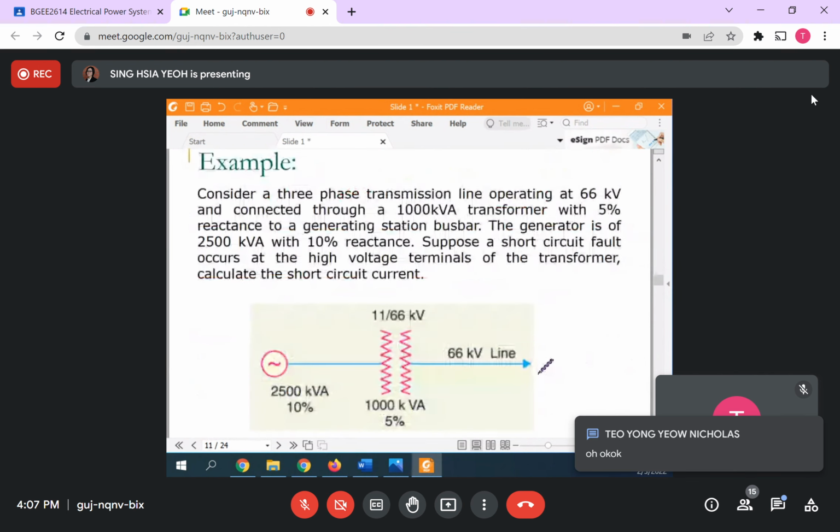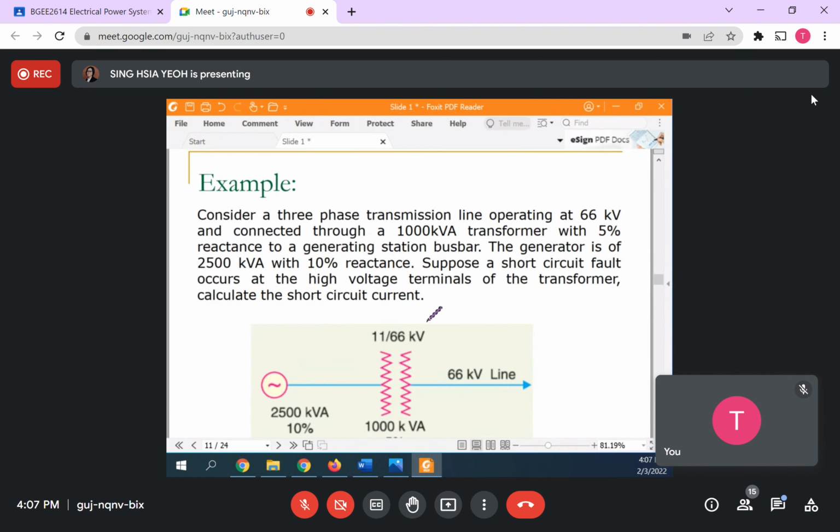Okay, we look at an example. Consider a three-phase transmission line operating at 66 kV connected through a 1000 kVA transformer. Important.